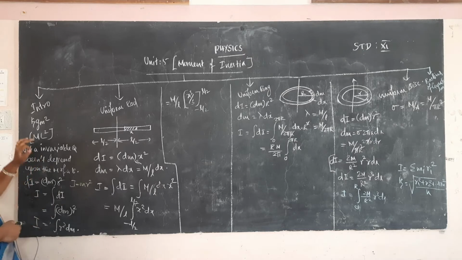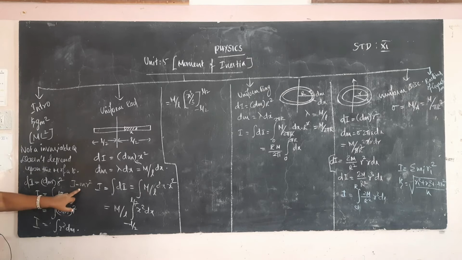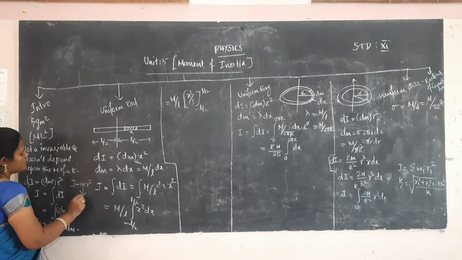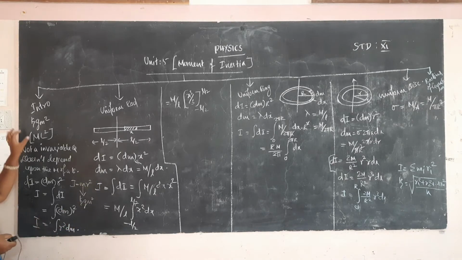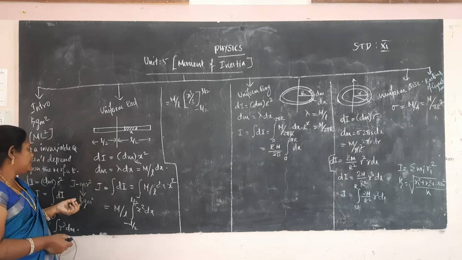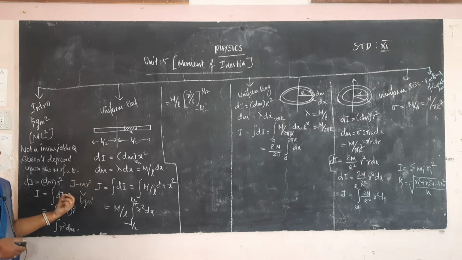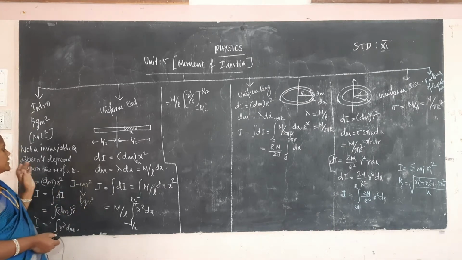Then what is the SI unit of moment of inertia? Kilogram meter square, because the mass unit is kilogram and the radius is in meters squared. So kilogram meter square is the unit of moment of inertia. The dimension formula for moment of inertia is ML square. M is mass, capital M, and distance is L, so ML square is the dimension formula for moment of inertia. So I is equal to mr square, kilogram meter square. Clear? So this is the moment of inertia.